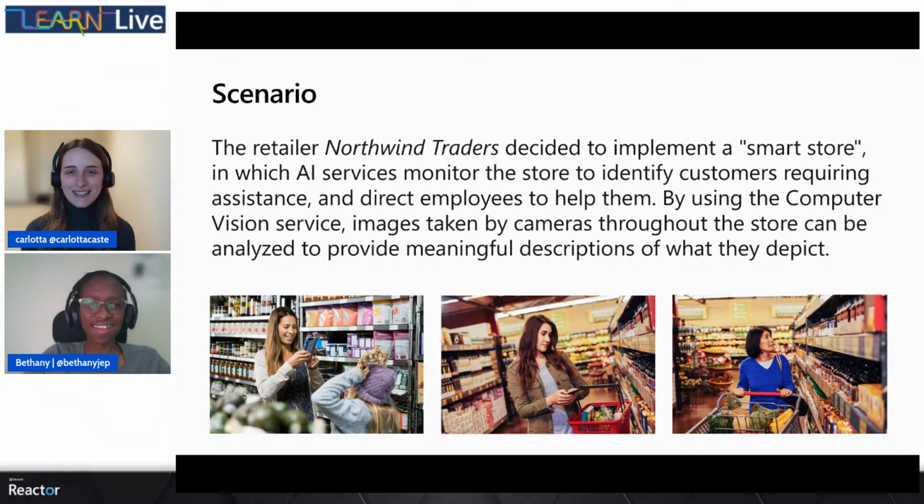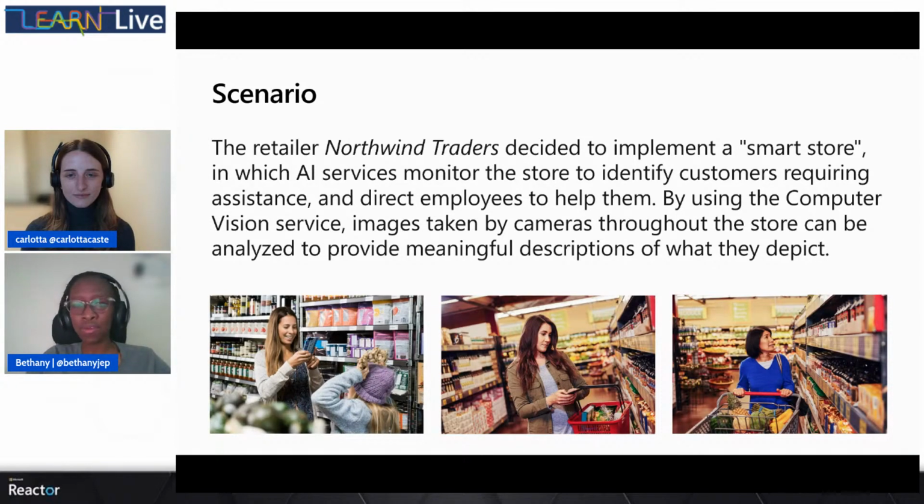Yeah, many times. Yeah, I think Northwind Traders actually understand the problems you go through whenever you go to a supermarket or a store and you're unable to find which aisle contains certain products. So they decided to make their store smart, and they did this by adding an AI service that monitors from the live feed what the different customers are doing, so it can direct the employees to them.